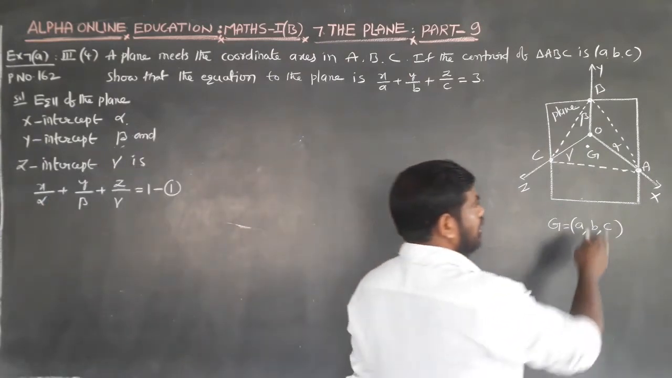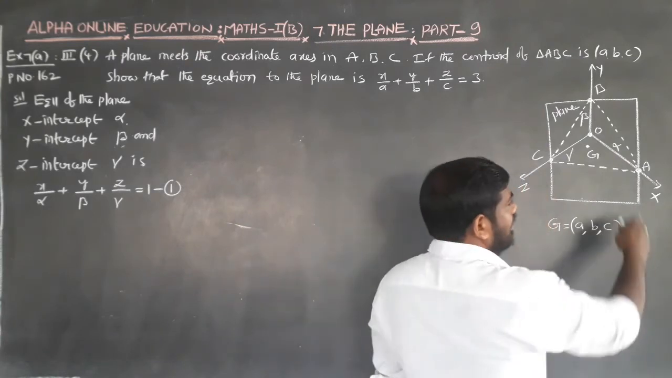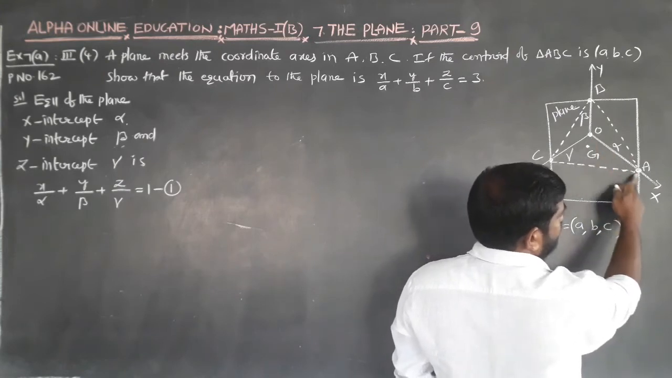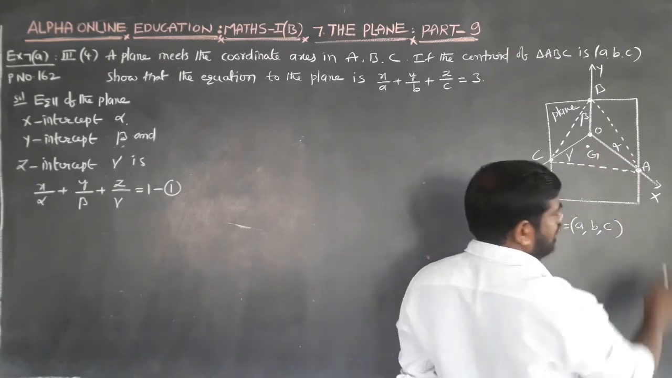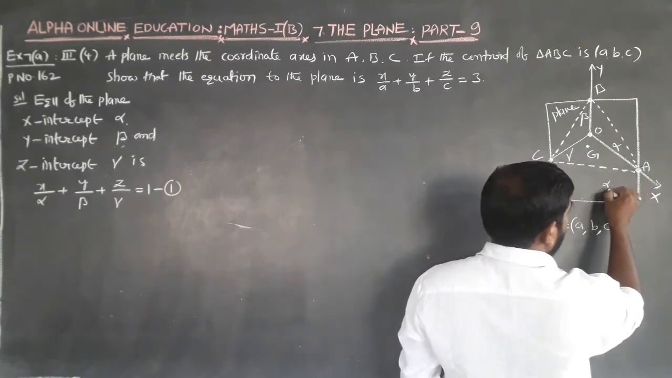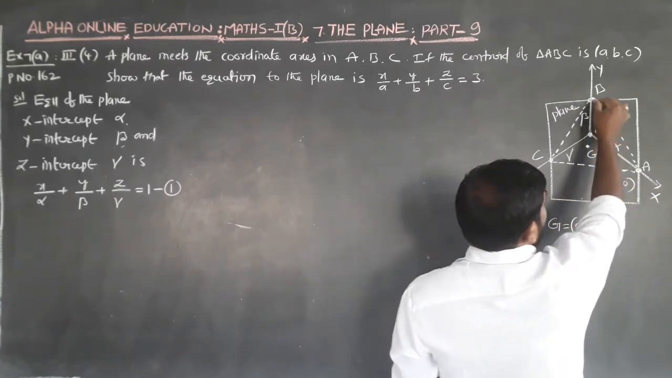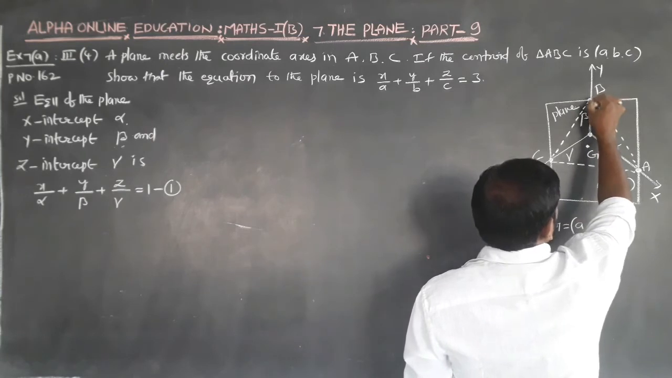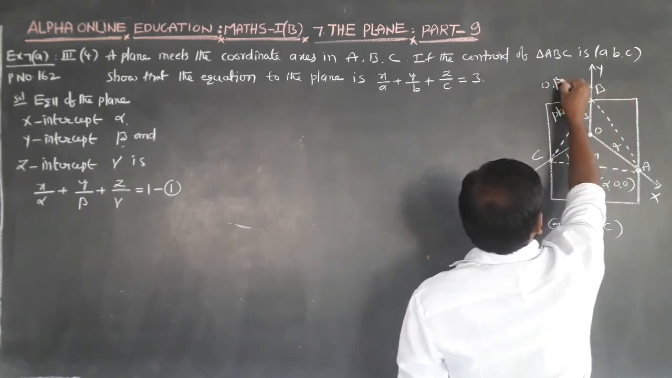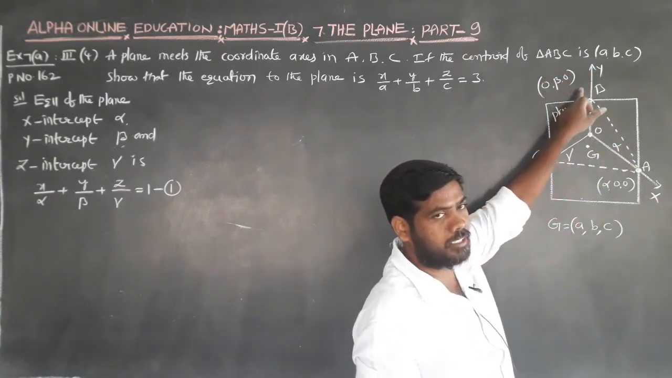Observe here OA is the x-intercept. The x-intercept is alpha. The distance from the origin to A is alpha. So point A lies on the x-axis, so A has coordinates (alpha, 0, 0). OB is equal to beta. Point B lies on the y-axis, where x is 0 and z is 0. So B is (0, beta, 0).